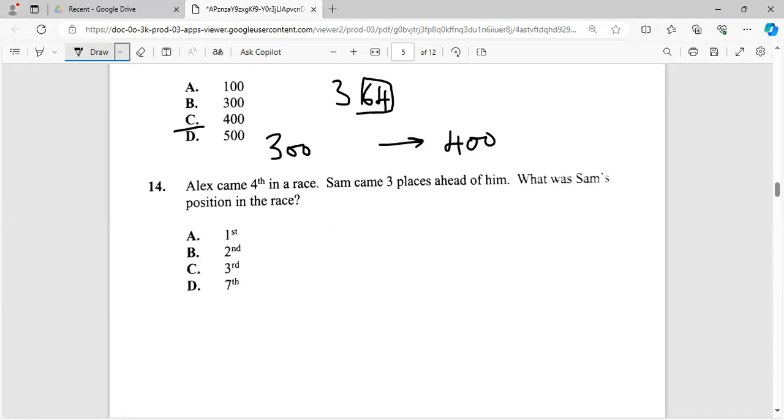Alex came fourth in a race. Sam came 3 places ahead of him. What was Sam's position in the race? So let us say this is Sam and then Alex, and Alex came fourth, right? So you just kind of have a visual. Sam came 3 places ahead, right? So it's 3 places, so fourth, third, second, first. 3 places ahead would definitely be first. Alright.